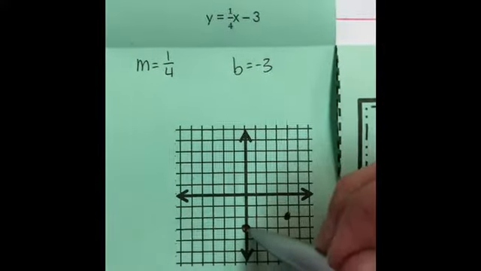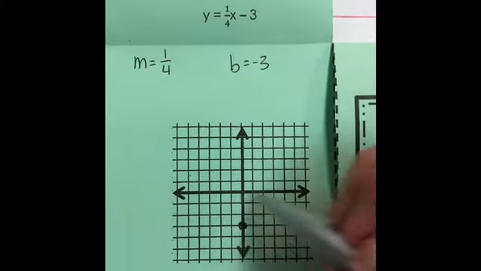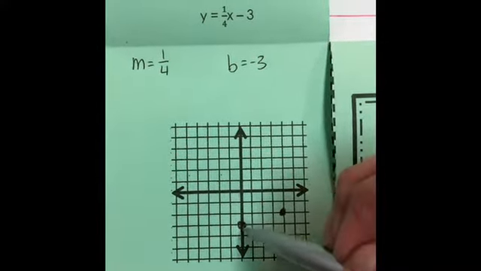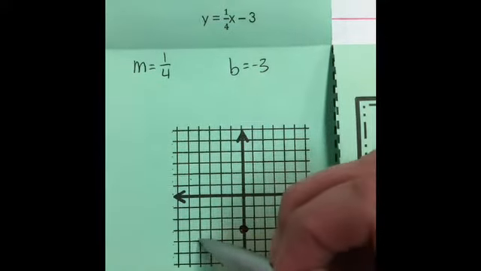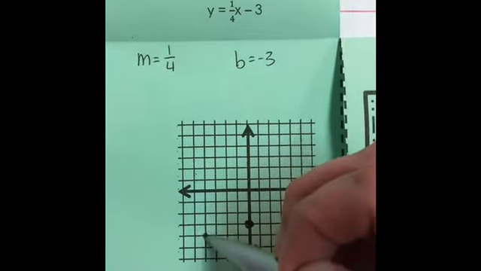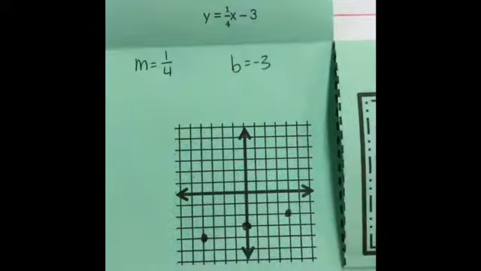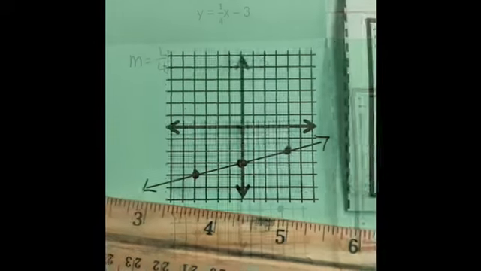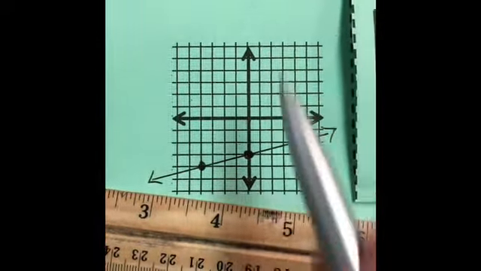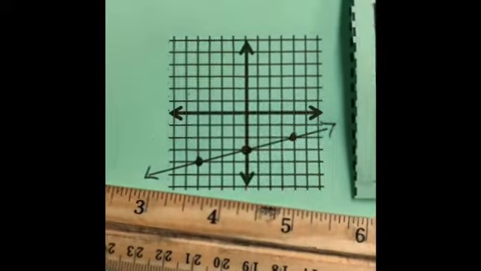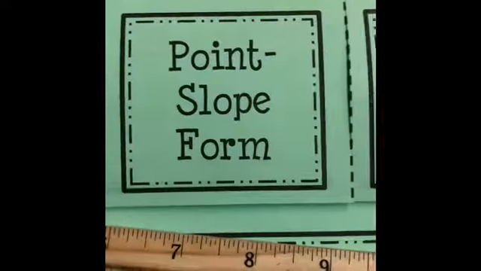I can't go this way anymore or I'd be off the graph. So I can work backwards, and instead of doing rise over run to the right, I can go down 1 and 4 to the left. I then need to connect my dots using a straight edge, and this is my line for y equals 1/4 x minus 3.